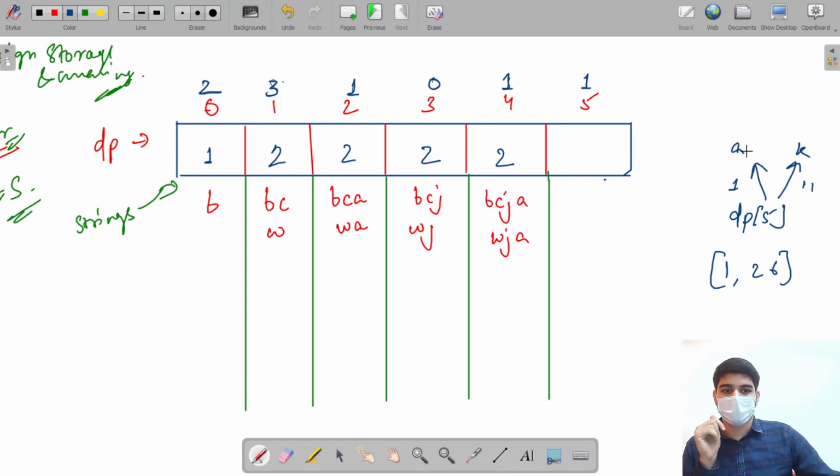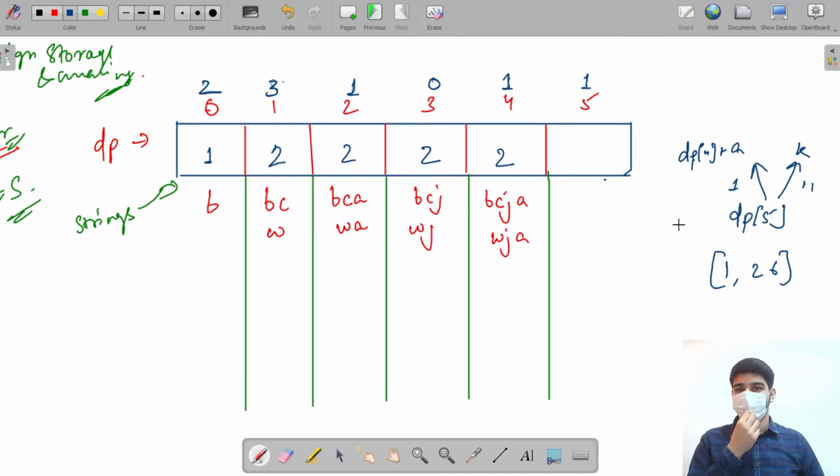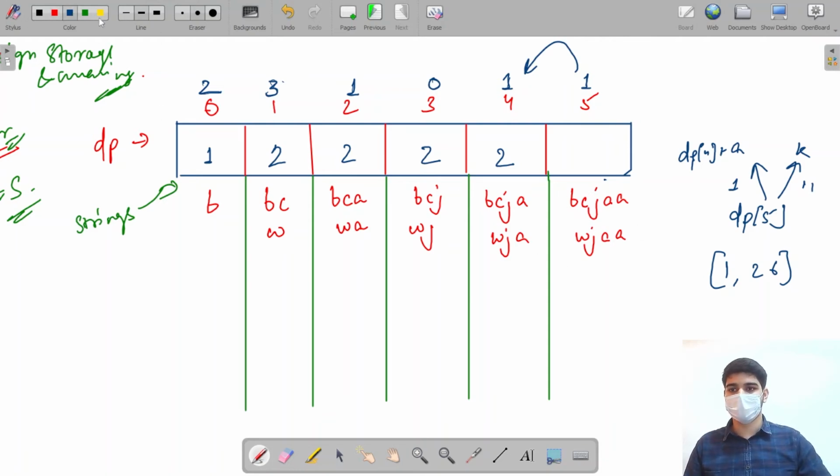So I can either come as 1 or come as 11. I would come 1 at the end of dp of 4. I would attach A at the end of all the possible encodings that I had at dp of 4. So I would call to dp of 4 and attach A at the end of wja and bcja. So these are the 2 encodings that I get from that case.